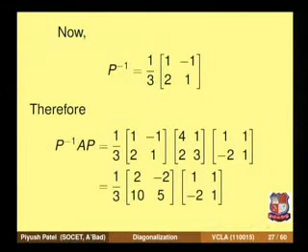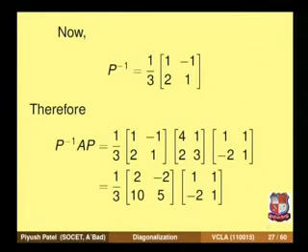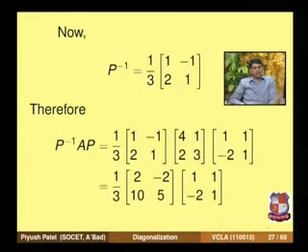So P inverse is given by 1 upon 3, by the adjoint and determinant method. Here 3 is the determinant of this matrix P, and the adjoint matrix of the given matrix is [1, minus 1; 2, 1], so the adjoint of P upon the determinant of P will give you the inverse of this matrix. So P inverse is equal to 1 by 3 into the matrix [1, minus 1; 2, 1].